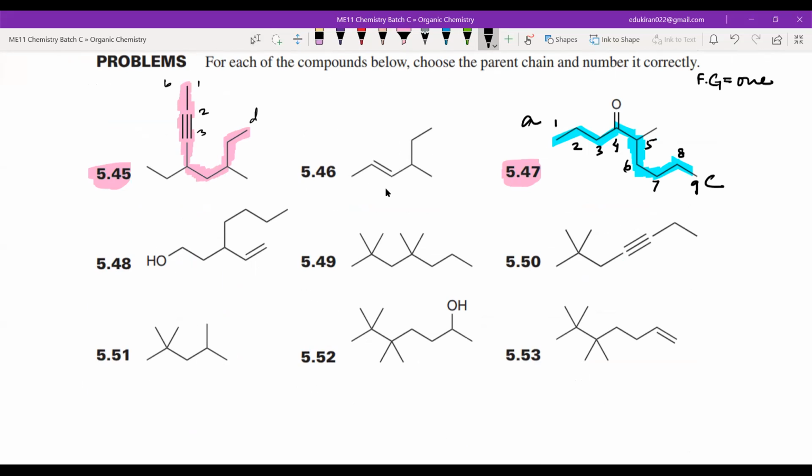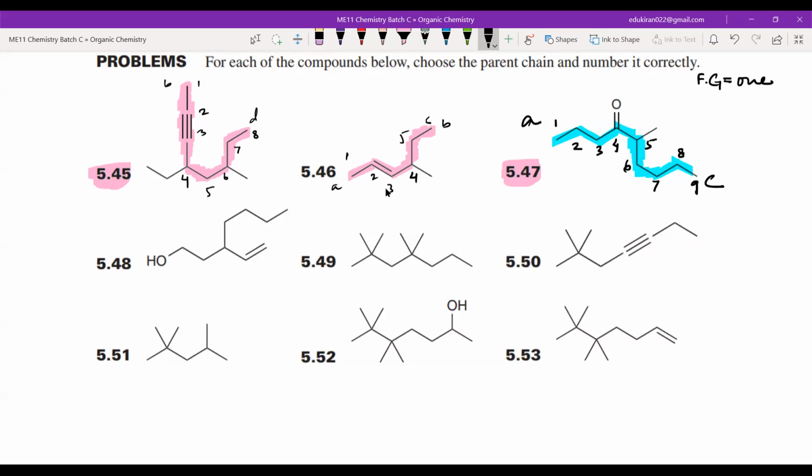1, 2, 3, 4, 5, 6, 7, 8. Correct? Yes, sir. Okay. Now here tell me A, B, and C. A. Up or right? Up. Okay. Where should I start numbering from, A or B? A. Very good. 1, 2, 3, 4, 5, and 6. Okay. So this one we have done.